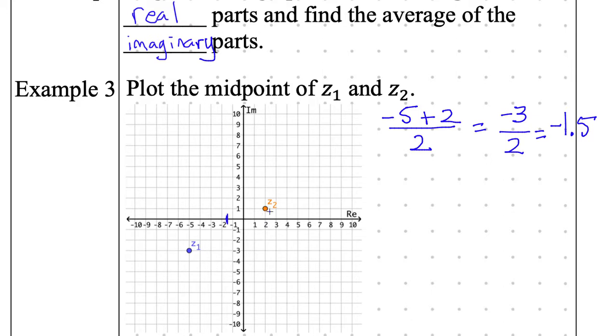Now I need to find the average in the imaginary direction. So I'm looking at 1 and I'm looking at -3. Is there anyone that can find the average of those in their heads now, knowing that you have the formula? What's the average of -3 and 1, with a quiet raised hand? Add them both together. Divide by 2. What do you get?